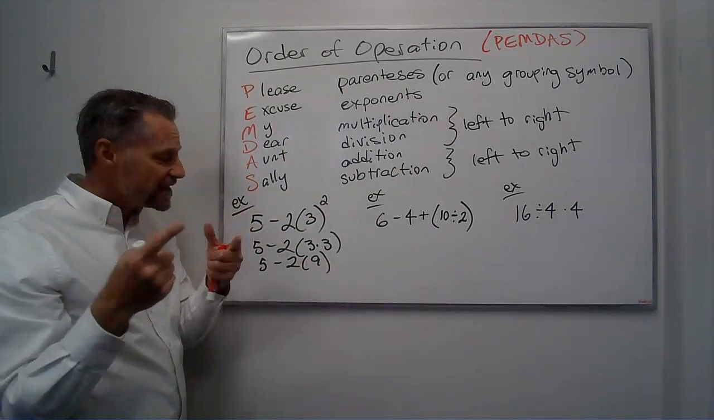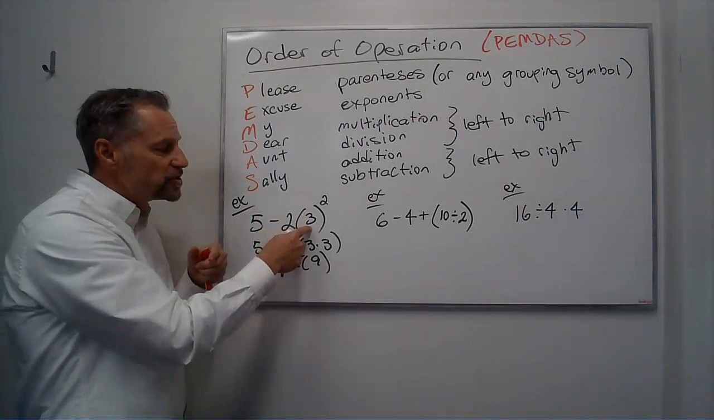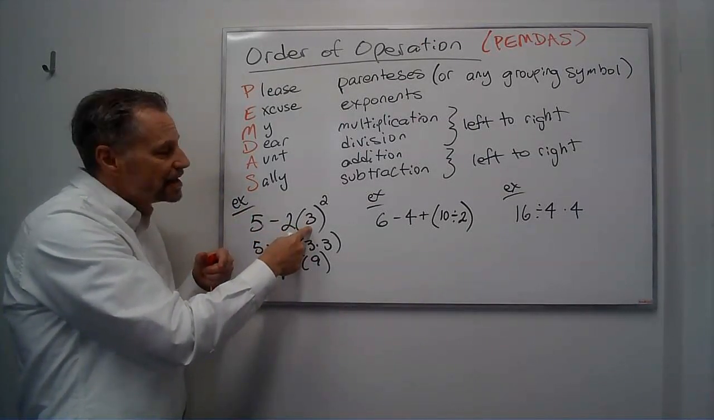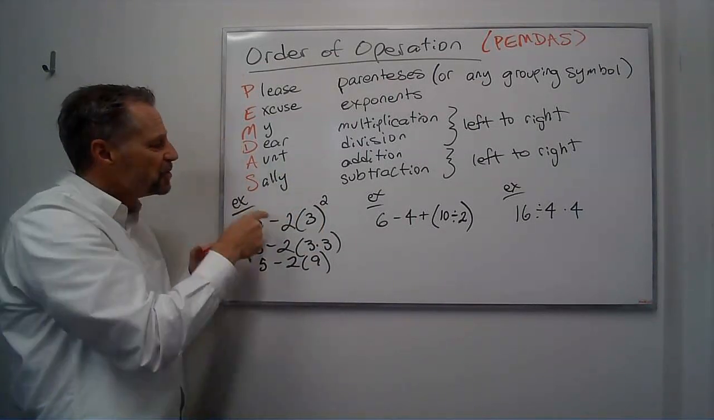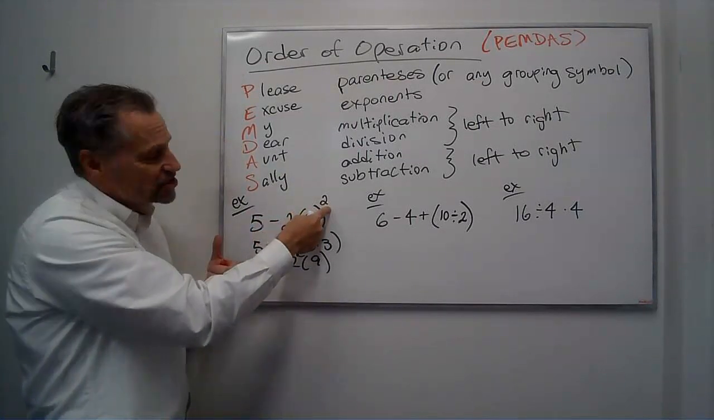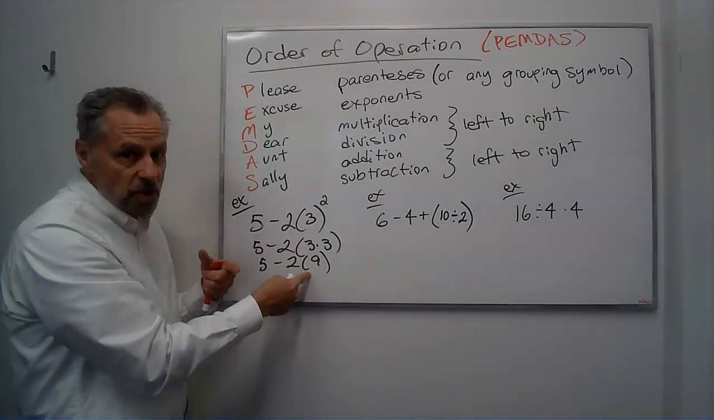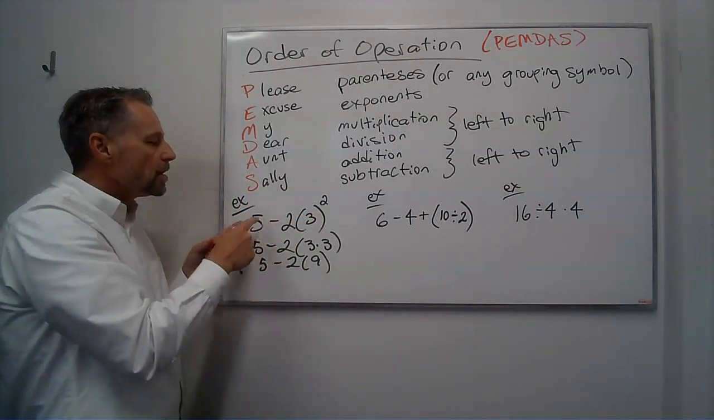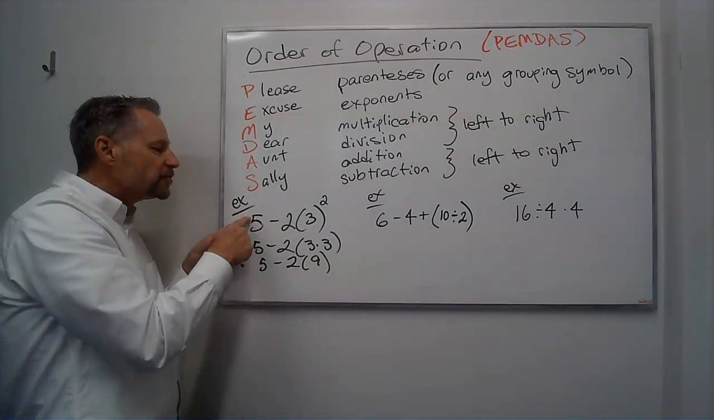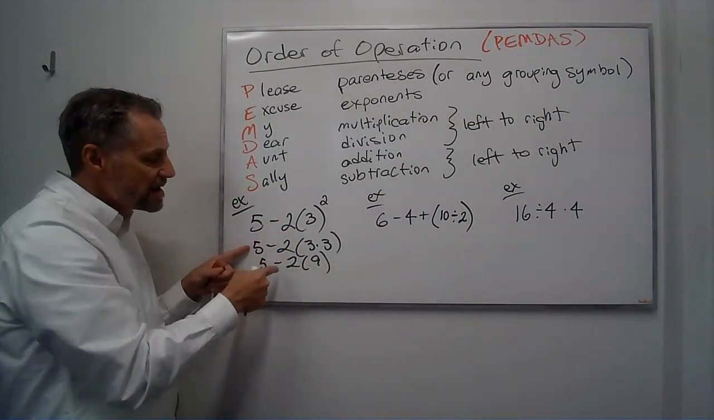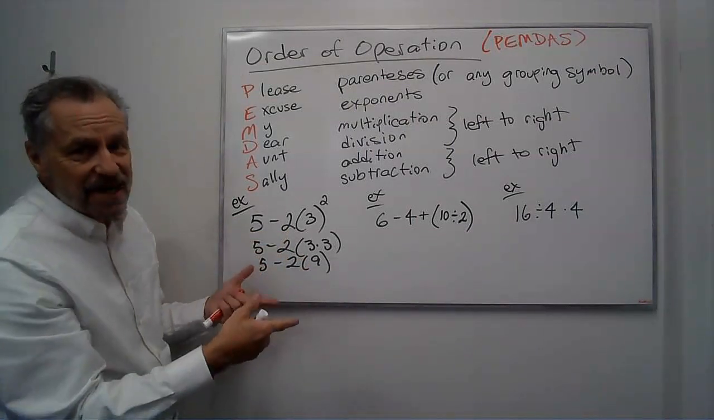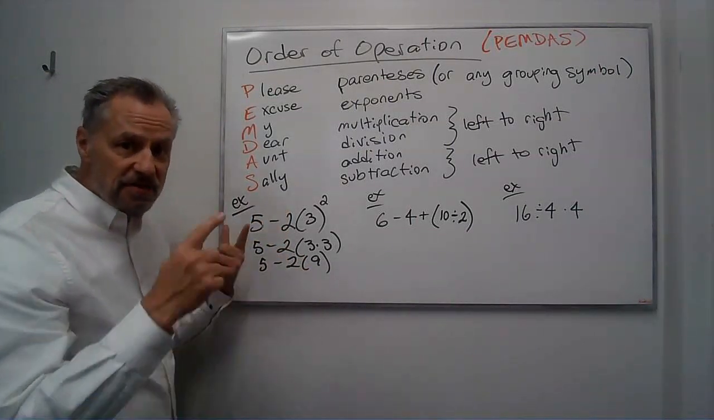So a couple things I've seen. I've seen students do 2 times 3 is 6. And then they do the exponents. So they did the multiplication before the exponent, and they get 6 squared, which is 36, which is clearly wrong. Don't do that. Or they'll do the 5 minus 2 first and get the 3, and then maybe 3 times 9. That's not right at all either. You need to follow the order of operations.